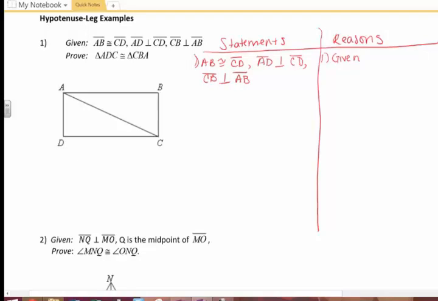So I should probably mark it: AB and CD congruent. AD and CD are perpendicular, and AB and CB are perpendicular. Okay. Got to prove these triangles congruent. Hey, those triangles butt up against each other in the middle, right? This AC guy is reflexive. As soon as you see reflexive, call that guy out. AC is congruent to itself by the reflexive property.